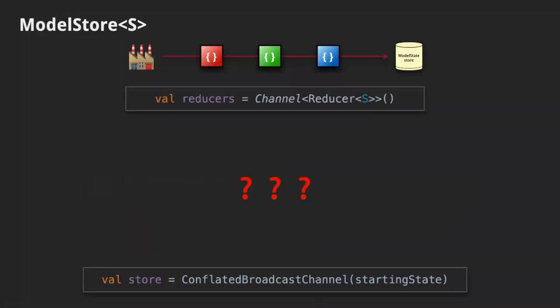All right. So now what we need to do is to figure out what the glue is going to be between these two channels so we can implement our model store. The goal is to take a series of reducers that we're getting from the reducers channel, changing the internal state of our model store by applying them one after the other, and then making sure that the results of applying those reducers to the model are sent down into the store channel.